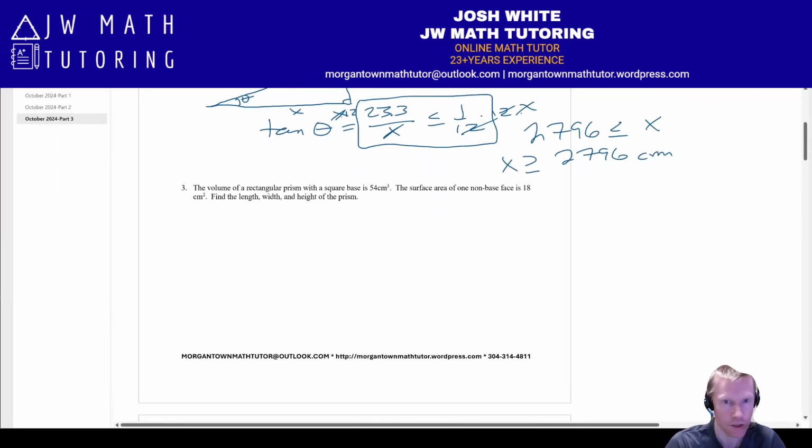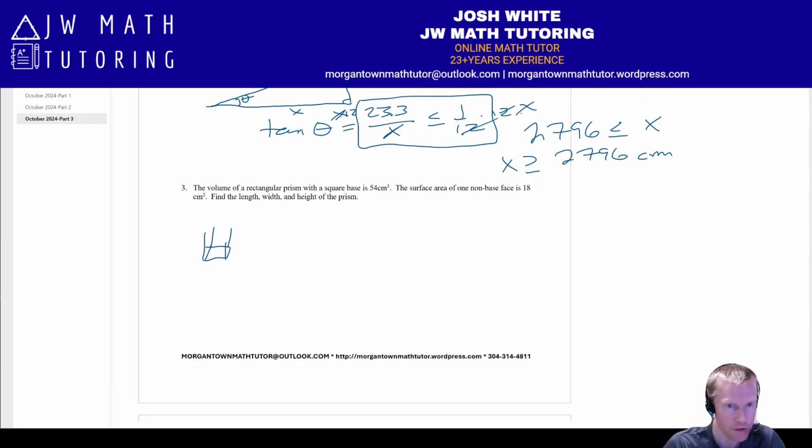All right, next up, question number 3. Here we have one dealing with a rectangular prism. We know it has a square base. So that means, say, this is x and x, and the height we'll just call h. So we know the volume is 54.